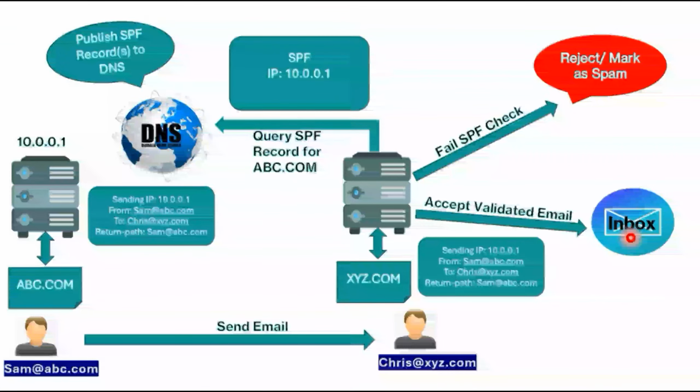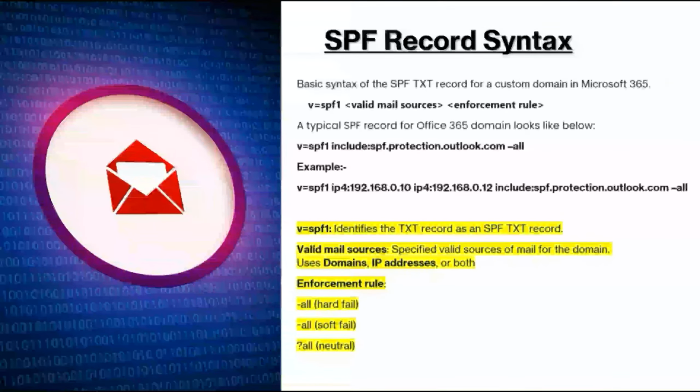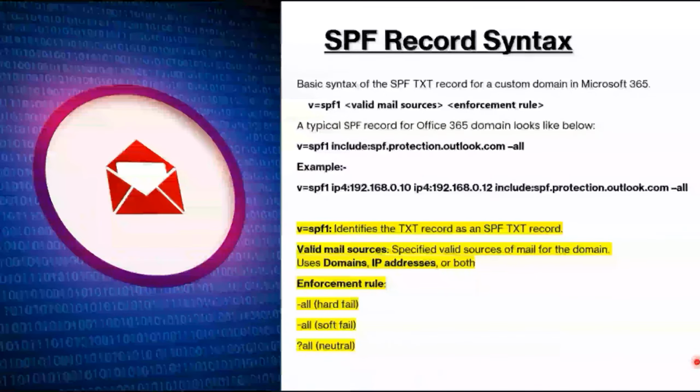However, if the IP address is not listed in the SPF record, the SPF check will fail and the email will be marked as spam, or the recipient server will handle the email according to its spam filtering policies. So this is the basic concept of how SPF authentication works. Now let's take a look through the syntax of the SPF record and how to create one.